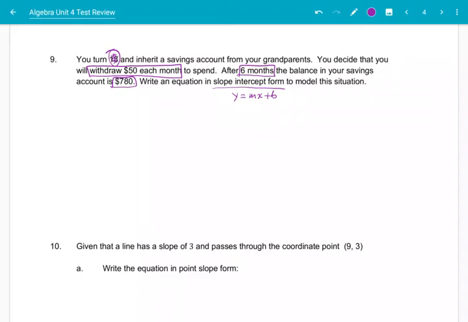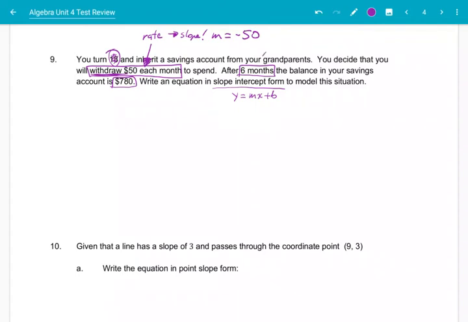But we have 3 numbers left. And this word right here, each, should tell you that this is a rate, which means that it is the slope. That's your m value. So the slope is 50, and we're withdrawing, so that's negative 50. So there's my slope.